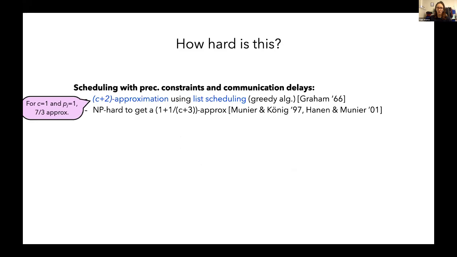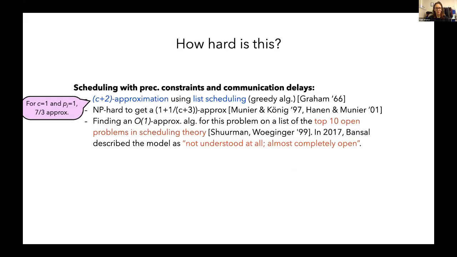This problem is very open in terms of hardness and approximation. There are order c approximations just using old greedy algorithms, and for hardness, we don't know much better than small constants. So thinking of when c is large, these two bounds are extremely far apart. In fact, the quest of finding a constant factor approximation algorithm for this scheduling with communication delays problem was placed on the top 10 open problems in scheduling theory list a couple of decades ago.